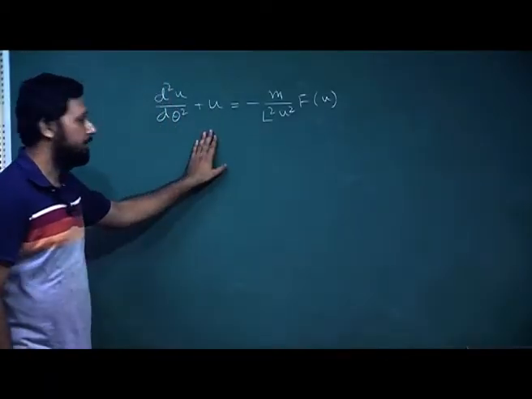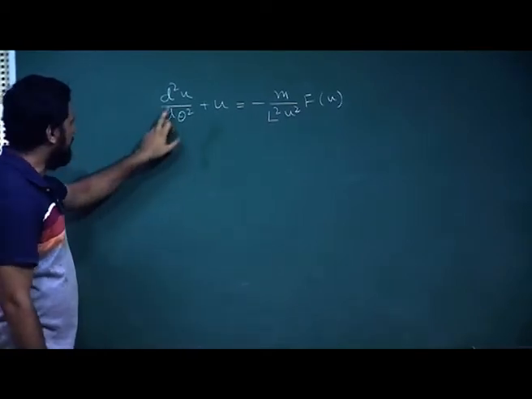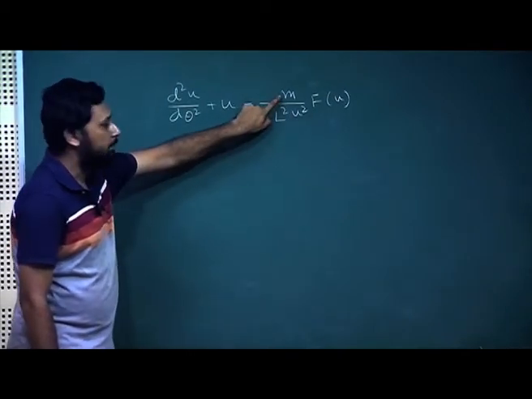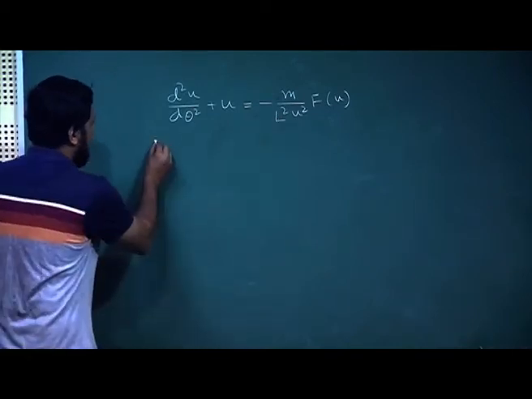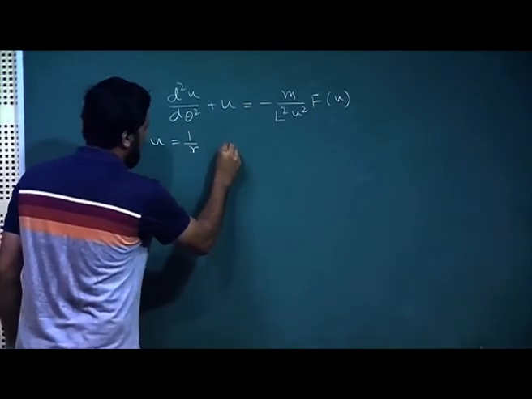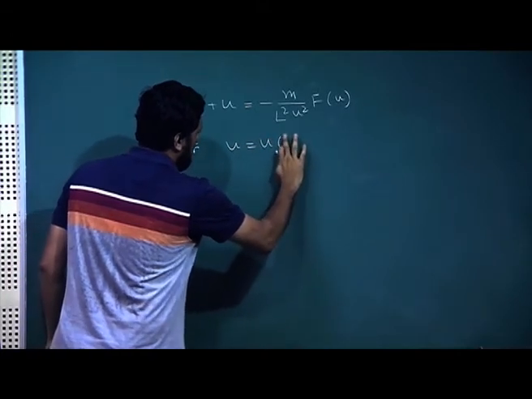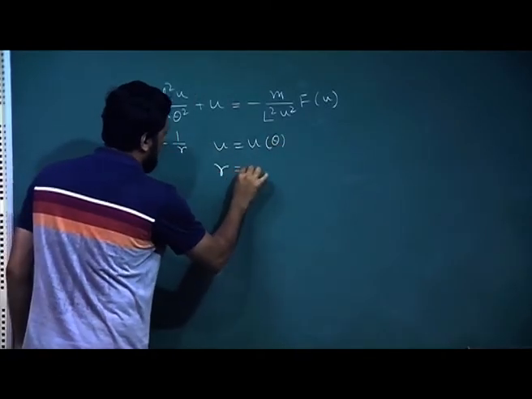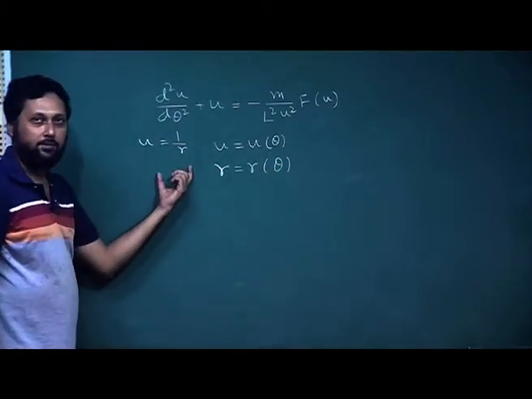So, this is the relation which we derived in the last class, that is for any central orbit. We have d²u/dθ² + u = -(m/L²) (1/u²) f(u), m being the mass of the object, L being the angular momentum, u is a parameter which is nothing but 1 over r. So, by solving this equation we get u as a function of theta, which is equivalent to saying that we get r as a function of theta, because u and r are just inversely related to each other.